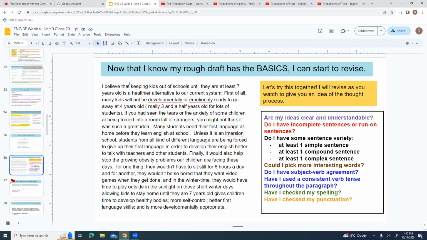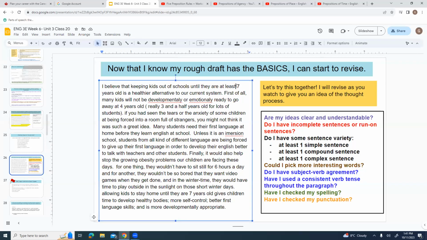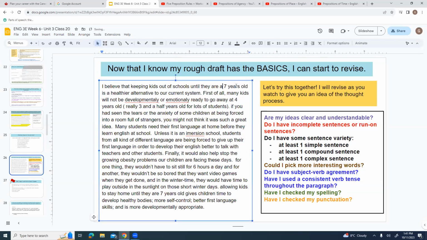Okay, I believe that keeping kids out of schools until they're at least 7 years old is a healthier alternative to our current system. Okay, so I is the subject. I believe something, and here is my belief that keeping kids out of schools until they are, I'm going to just say 7, I'm going to shorten that, until they are 7 years old is a healthier alternative to our current system. Yeah, it's not a run-on sentence. It's just one long belief system. I don't think I could make it any shorter without making it not make sense. First of all, okay, so that's a little introductory phrase. I've got a comma there, no problem.